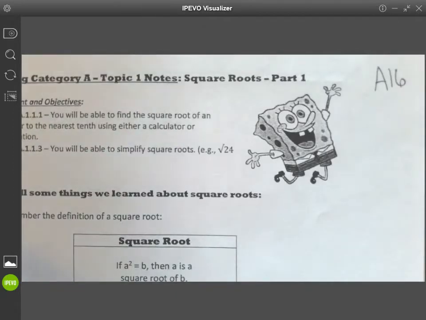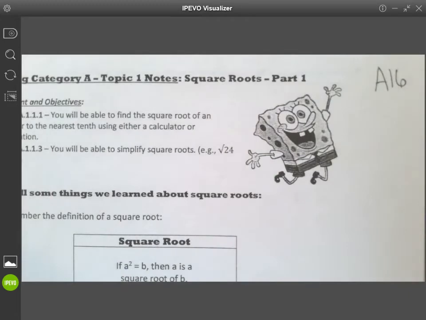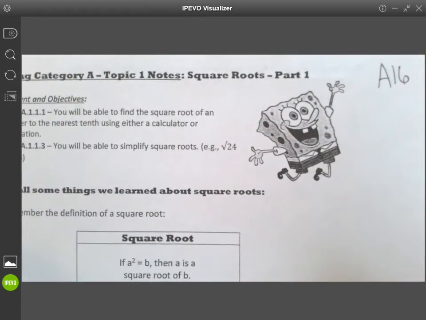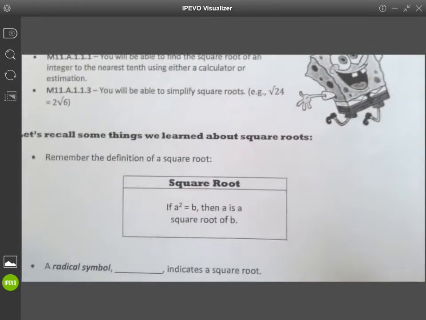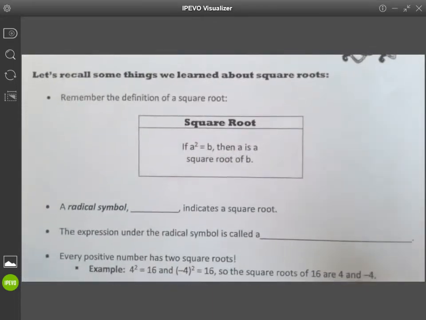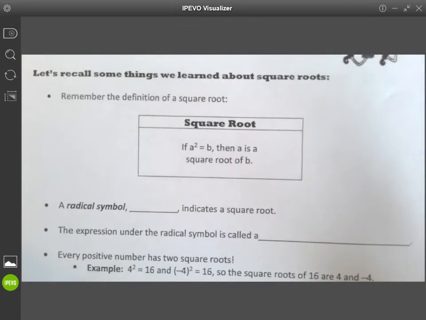All right, we're looking at worksheet A16 today. So we're jumping into something new and we're working on square roots, and this will all eventually come back around with quadratics because when something is squared, the x squared makes it a quadratic. So we are getting into our square roots, and it says, let's recall some things we learned about square roots.